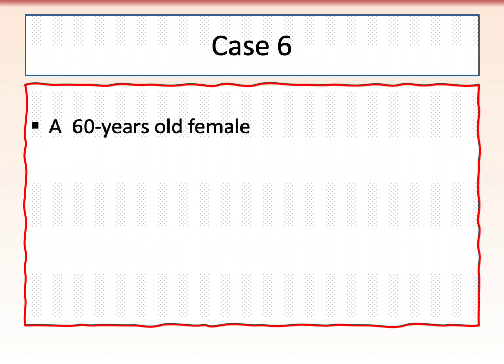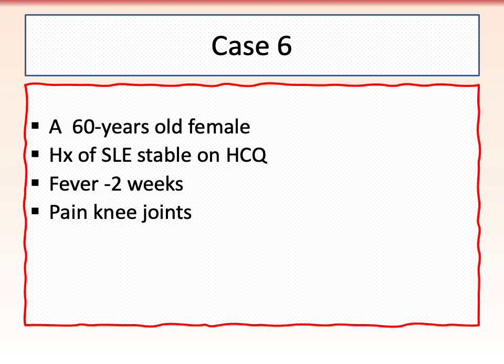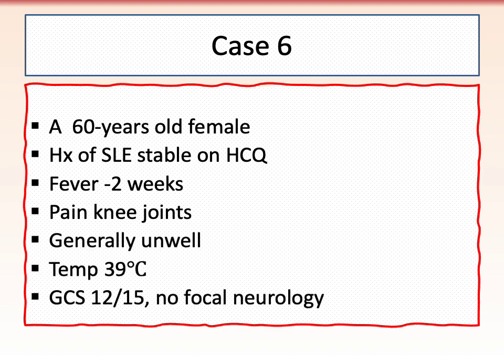Let's move to our last case. A 60-year-old female with a background history of SLE who was stable on hydroxychloroquine presented to the hospital and was admitted to the medical ward with fever of 2 weeks duration, pain in her knee joints, generally unwell and drowsy. Temperature was 39. GCS was 12 out of 15. There was no focal neurological deficit.